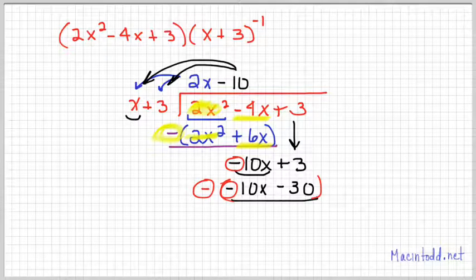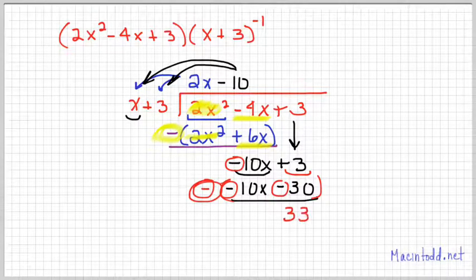And I get positive 3 minus negative 30. And that's a double negative, so I'm adding. I get 33. I can't take x times anything to get a 33, so that is my remainder. Now we normally don't write it as remainder 33.